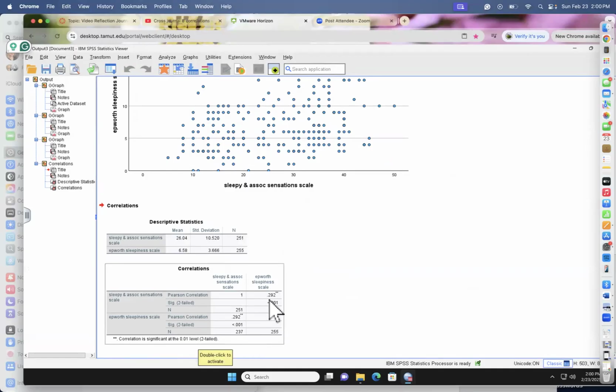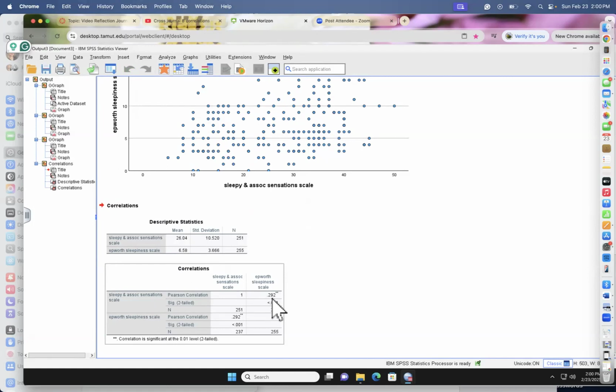So we have our 0.292, and then our significance is less than 0.001. So what are we going to do with that? We need to look at our Cohen chart, and our Cohen chart in our book tells us that the relationship, size of correlation is 0.292, and the relationship is small to medium.